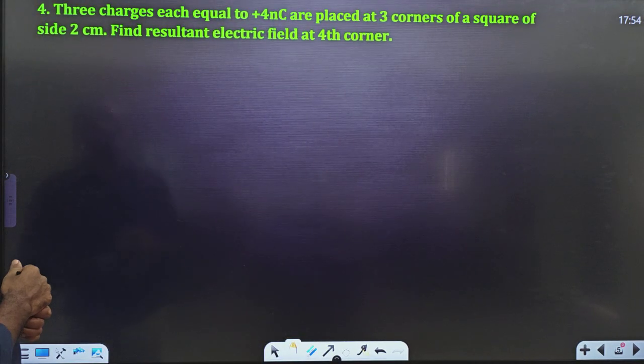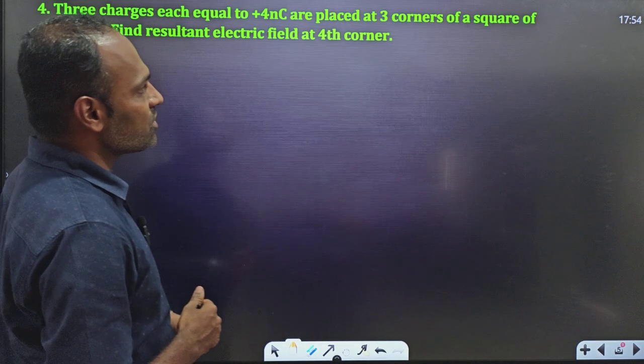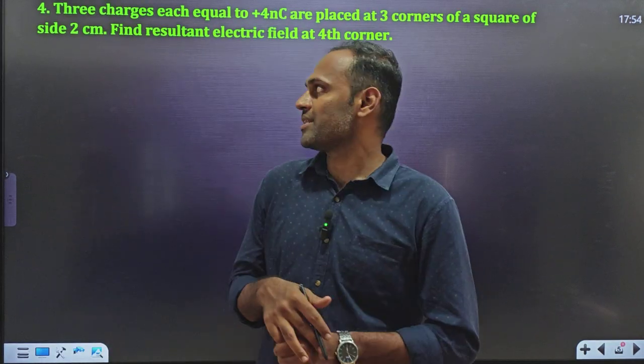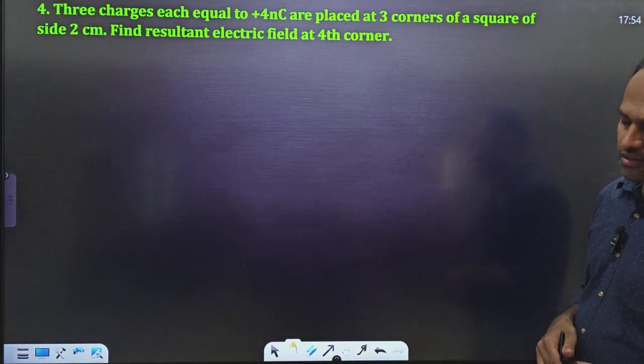Fourth question. 3 charges each equal to plus 4 nanocoulomb are placed at 3 corners of a square of side 2 cm. Find the resultant electric field at the 4th corner.